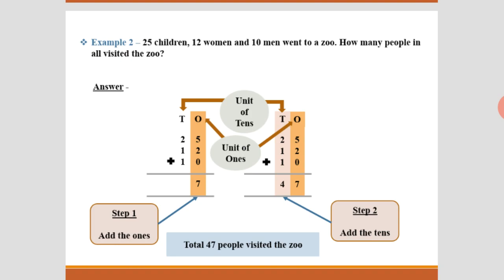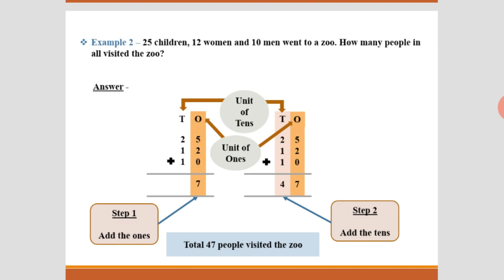Let's solve another example: addition of three two-digit numbers. What is the question here? The question is: 25 children, 12 women and 10 men went to a zoo. How many people in all visit the zoo? Now let's calculate the number of people. 25 children, 12 women, 10 men. First, arrange them one below the other based on the place value.